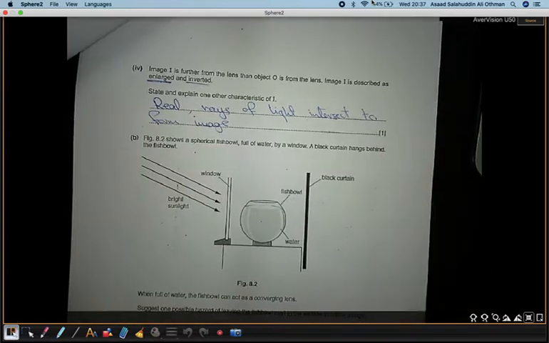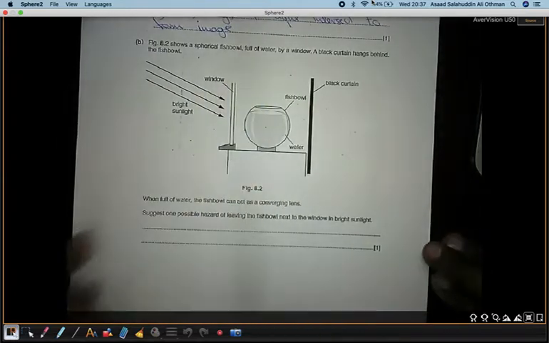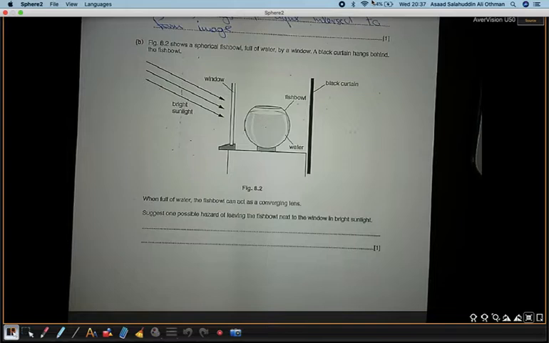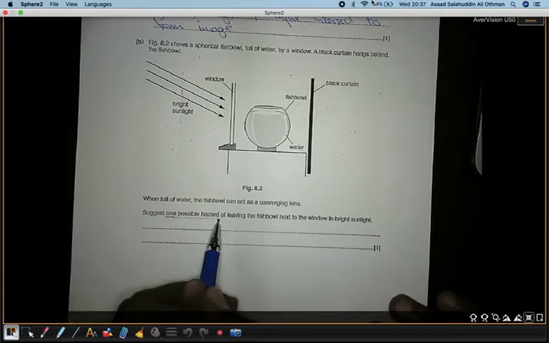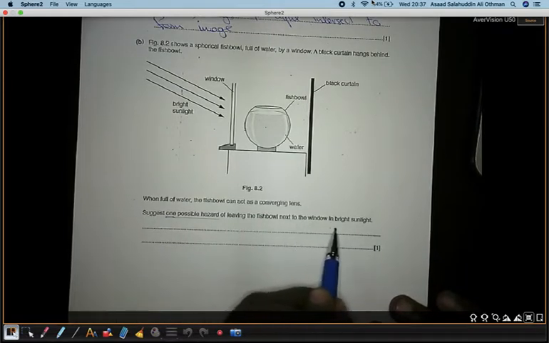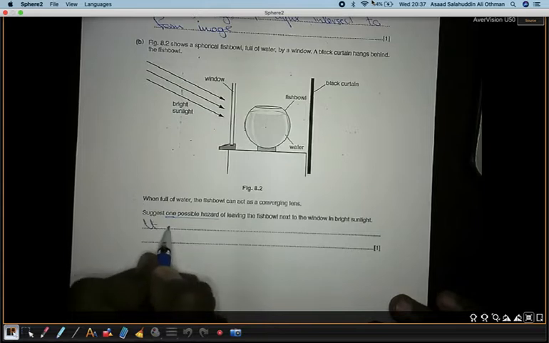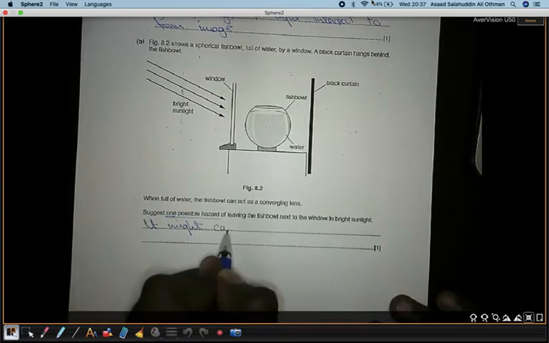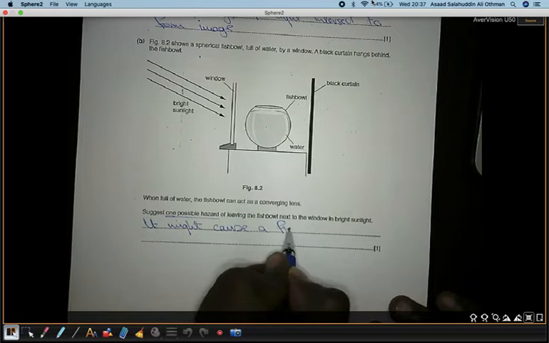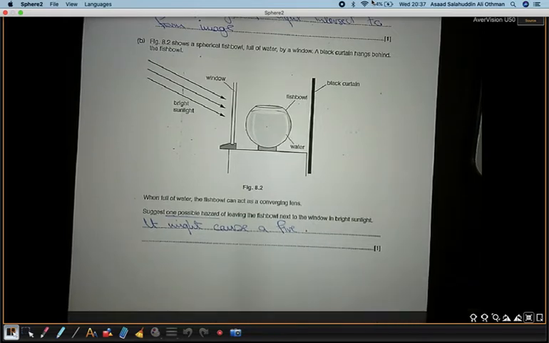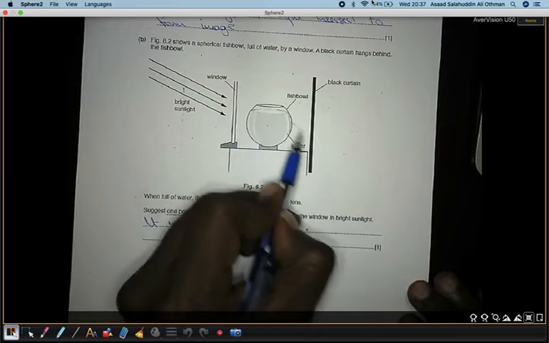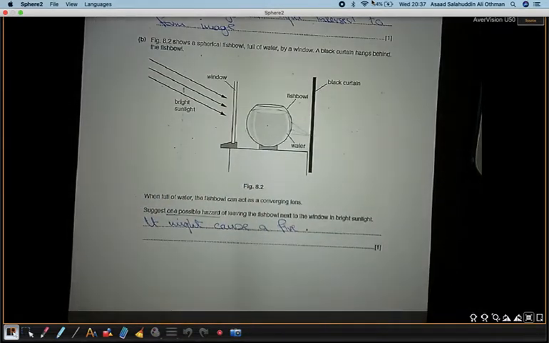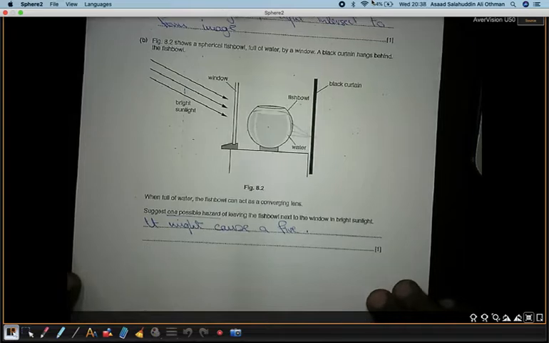Now, it shows a spherical fishbowl full of water by a window. A black curtain hangs behind the fishbowl. When full of water, the fishbowl acts as a converging lens. Suggest one possible hazard. Leaving the fishbowl next to the window in bright sunlight, it might cause a fire. Don't explain, just a suggestion. How can it cause a fire? Because it's going to focus the rays on one point, and this might lead to the black curtain heating up and catching fire.